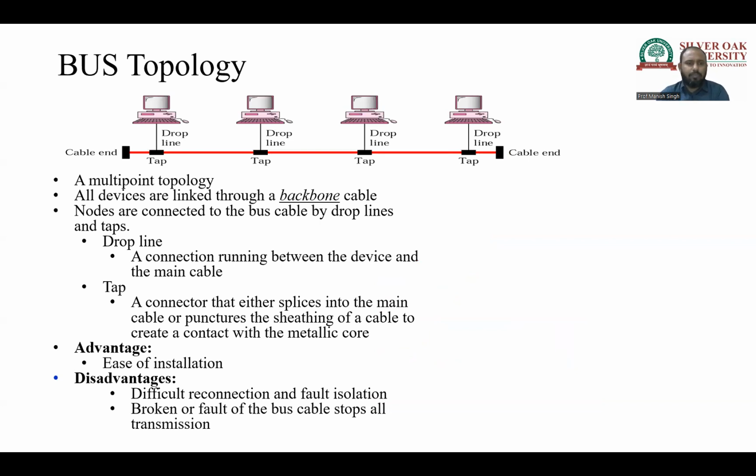From the figure, you can understand what a bus topology is and how it looks. In this figure, you can see this is how many PCs we are going to connect in this network: 4 PCs using a backbone cable. In this network you can see there is a tap and drop line. All the PCs are connected to a backbone cable using a tap or a drop line.